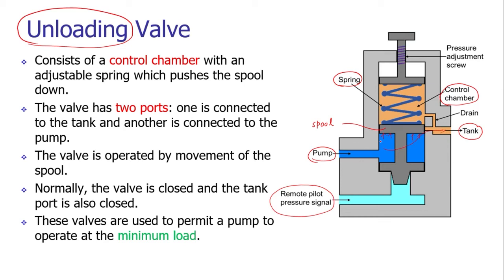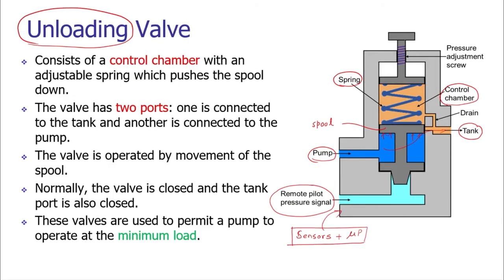So this is one scenario. In certain cases, if we are having the signal arrangements, the sensors and the microprocessor arrangement, and this sensor and microprocessor arrangement is continuously monitoring the fluid pressure inside the system. Based upon the signals received by the sensors and the decision taken by the microprocessor, we can actuate a pressure signal to the pilot arrangement.